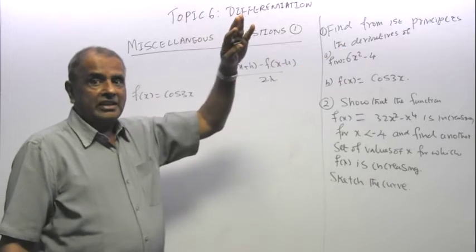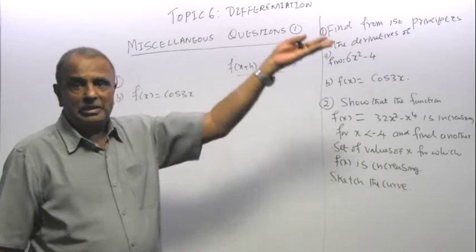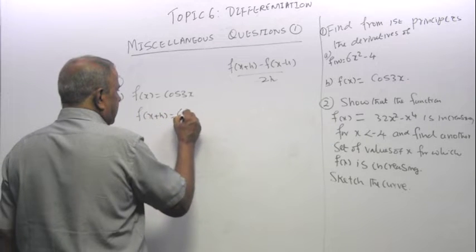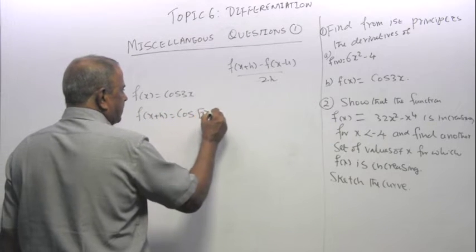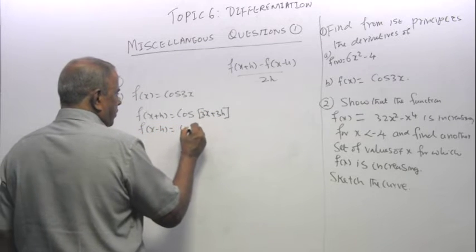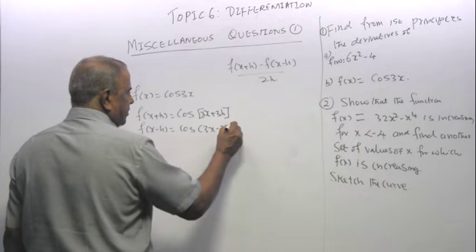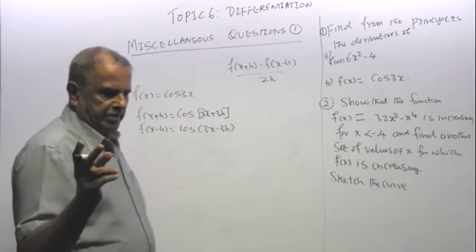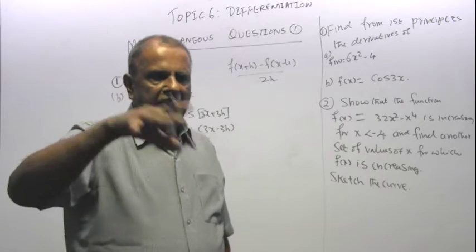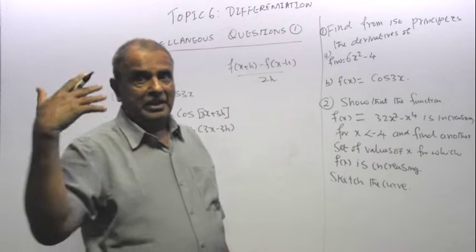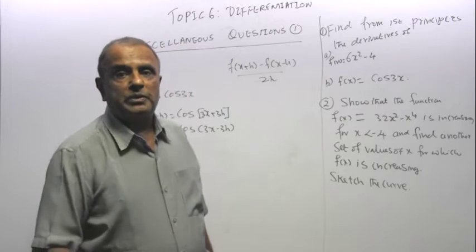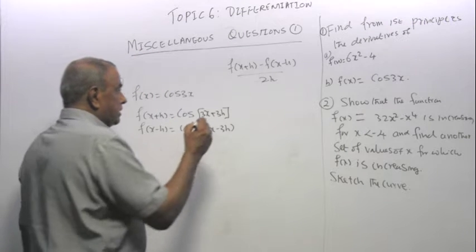But they don't want the answer, they want the method. First principles. So, what is f of x plus h? I'll put the cos of, can I say 3x plus 3h? What is f of x minus h? Cos of 3x minus 3h. Now, there are two ways of doing this. I can do cos a minus cos b is minus 2 sine a plus b over 2 sine a minus b over 2. You remember the sum to product formula which I have taught you. But you may not remember, then it's very easy.